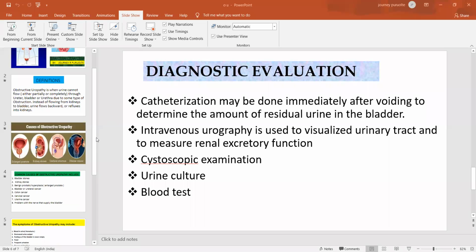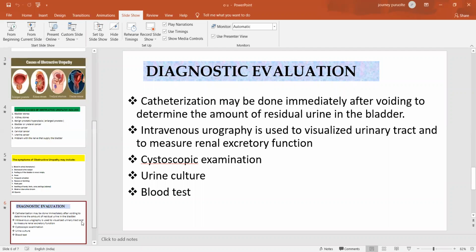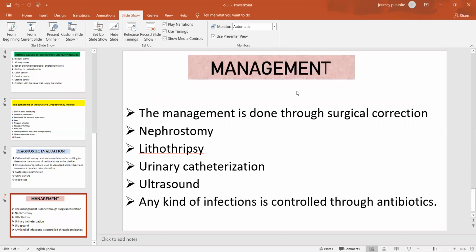Coming to the next, after diagnostic evaluation, what we have next is the management. If someone has obstructive uropathies, how can you manage? The management is done through surgical correction. Obviously when there is obstruction, if the medication doesn't work, the main method is to perform surgical correction, that is surgery, to remove the obstruction.